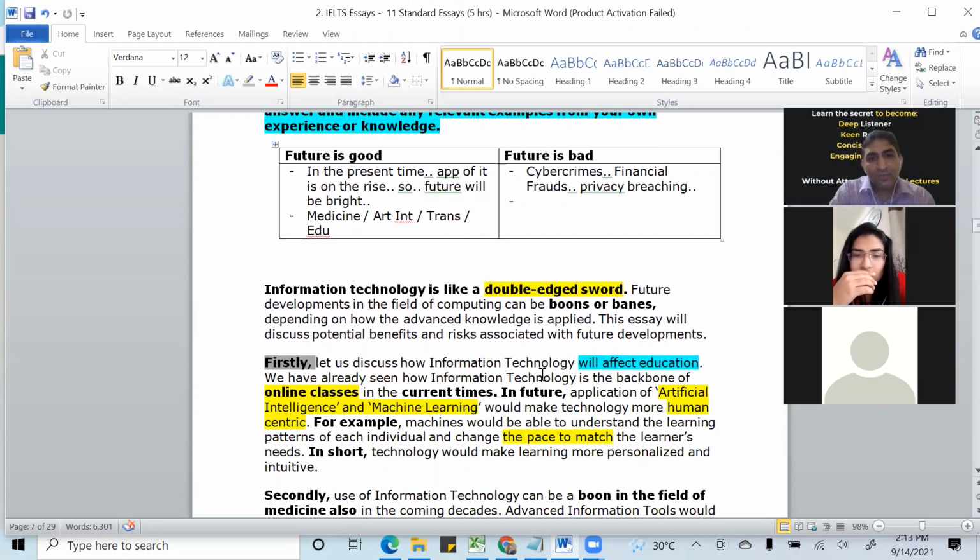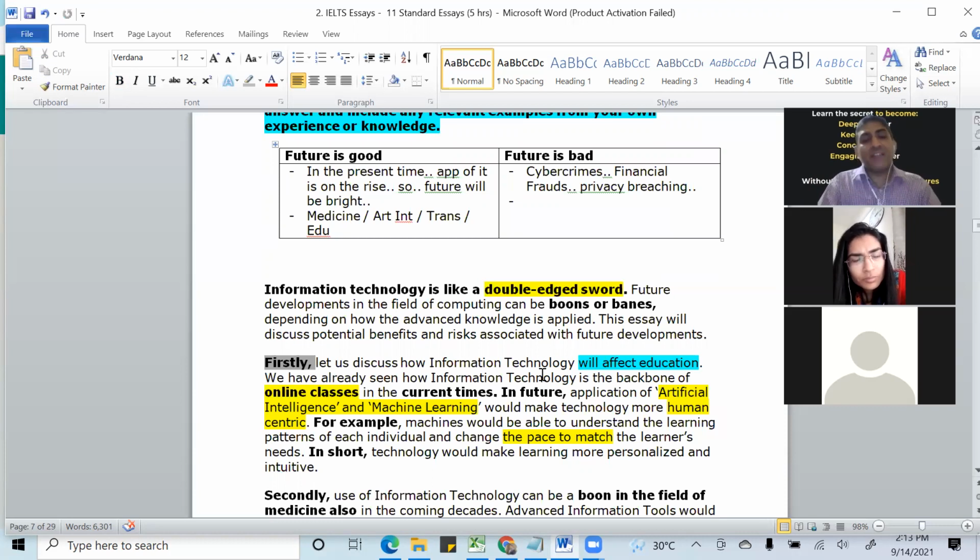Okay, so it has taken examples. If you look at this, firstly, let us see how information... So look at the introduction first. Future developments in the field of computer can be boons or banes. Now, boons or banes, जैसे मैंने आपको बताया, वरदान या अभिशाप दोनों हो सकता है, depending on how the advanced knowledge is applied. Now, this is a neutral statement. Up till now, the writer has not shown his side.